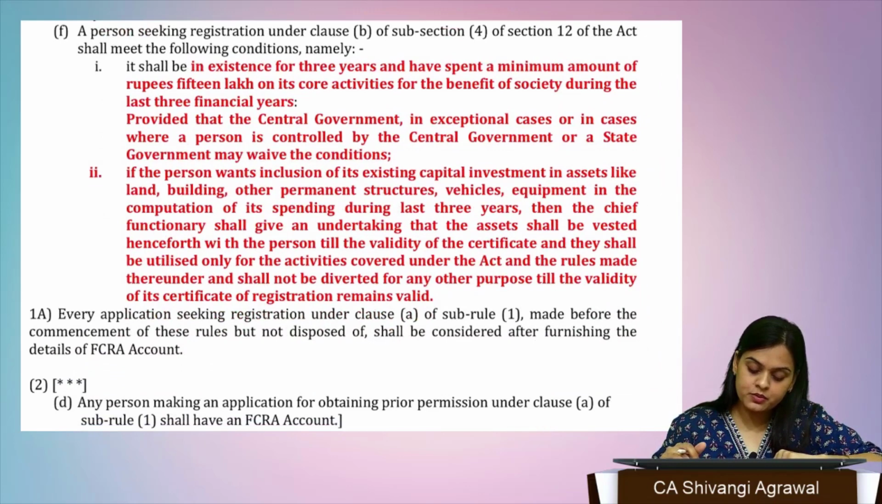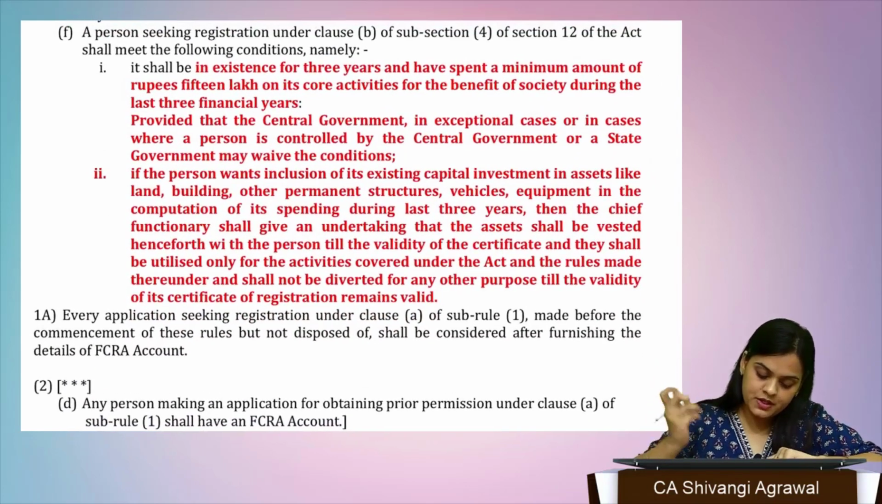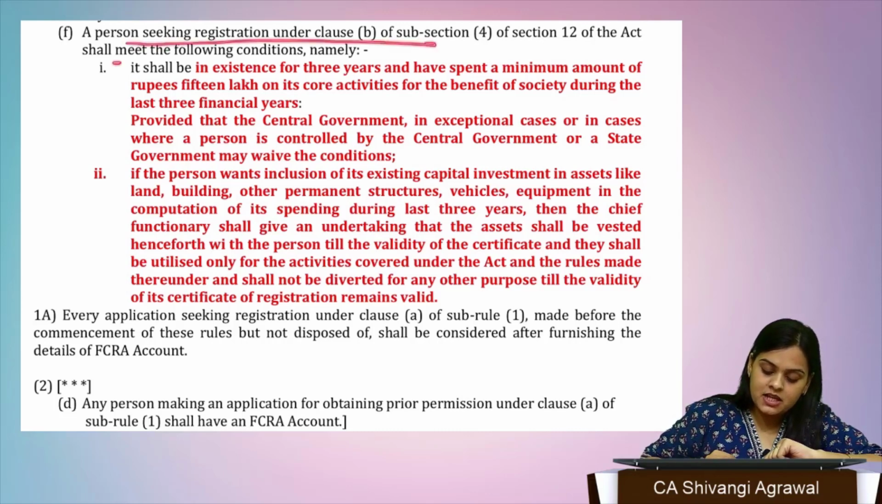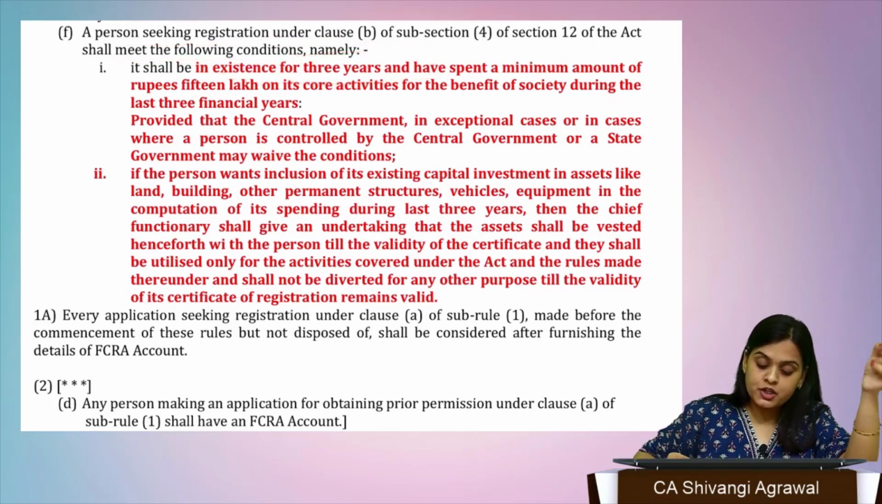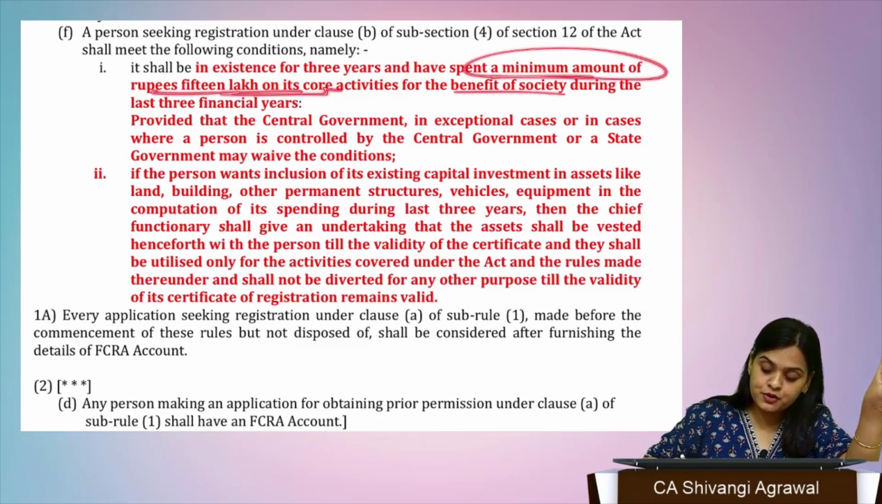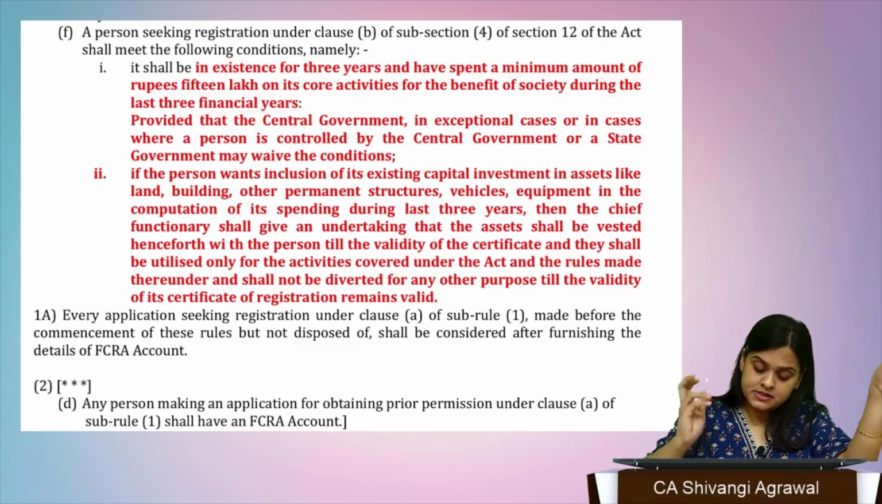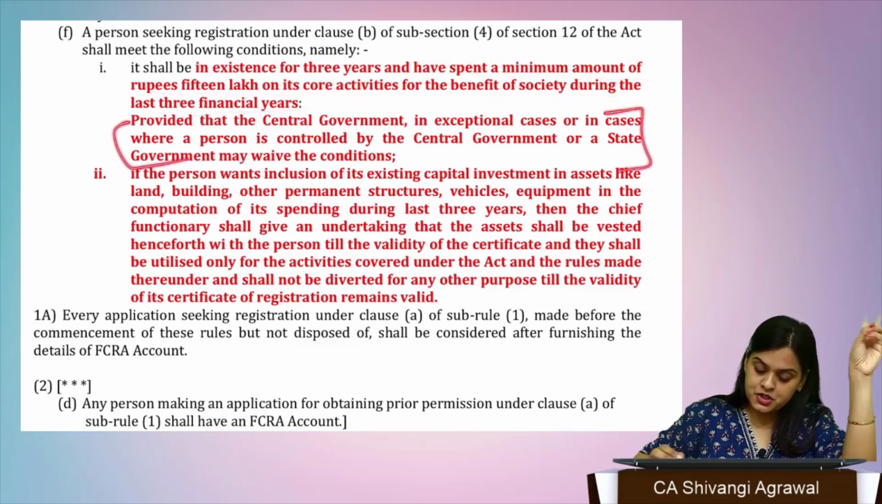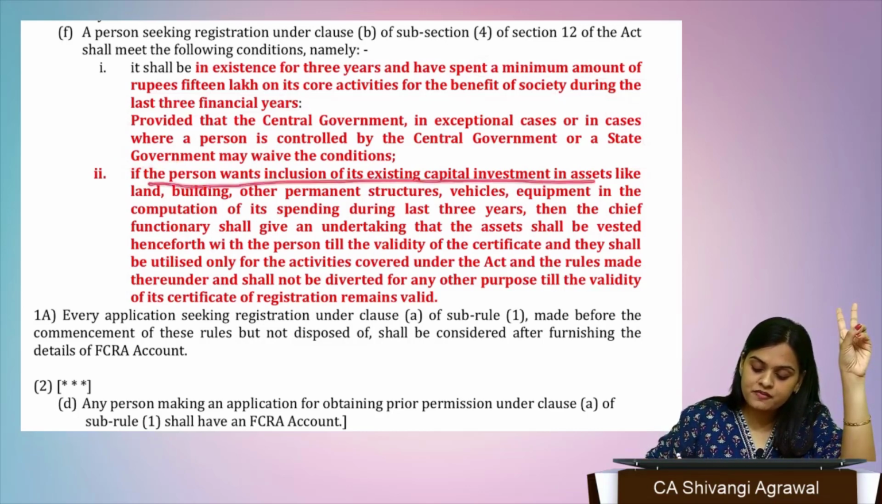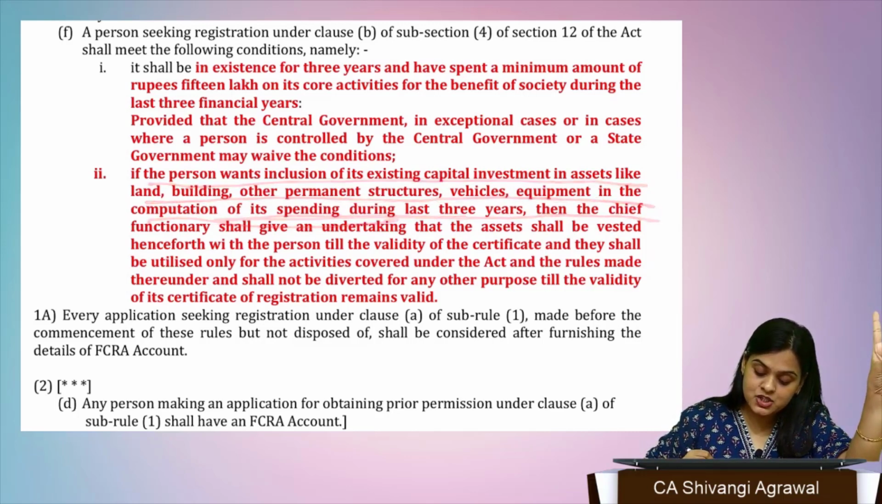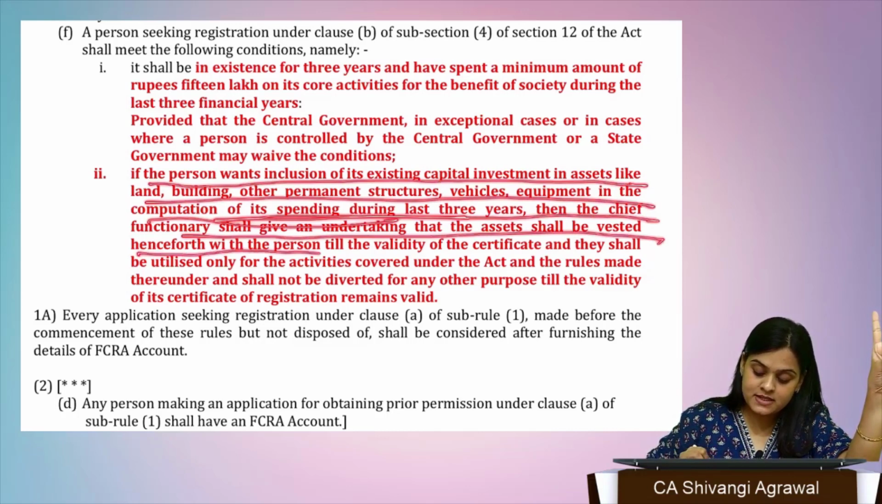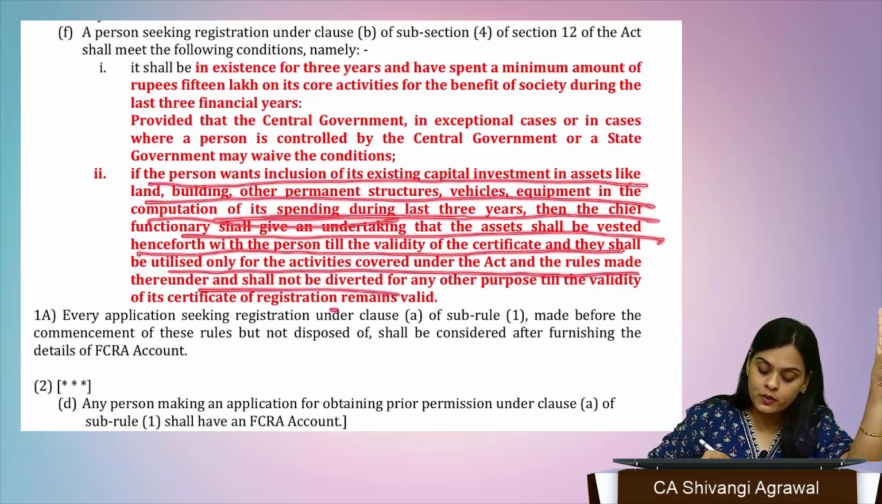Now, whenever we talk about the registration category, Section 12 registration, a person seeking registration has to meet the following conditions. What conditions? You should be in existence for at least 3 years. You should have spent a minimum amount of at least 15 lakhs on your core activities during last 3 years. Central government may waive condition if they want to. If the person wants inclusion of its capital investment in assets like land, building, etc., in the computation of its spending during last 3 years, then the chief functionary shall give an undertaking that the assets shall be vested with the person till the validity of certificate and they shall be utilized only for the activities covered under the Act. What do we mean by this particular point?